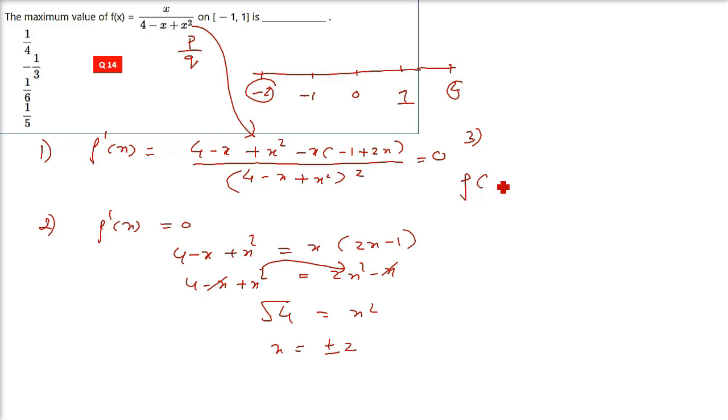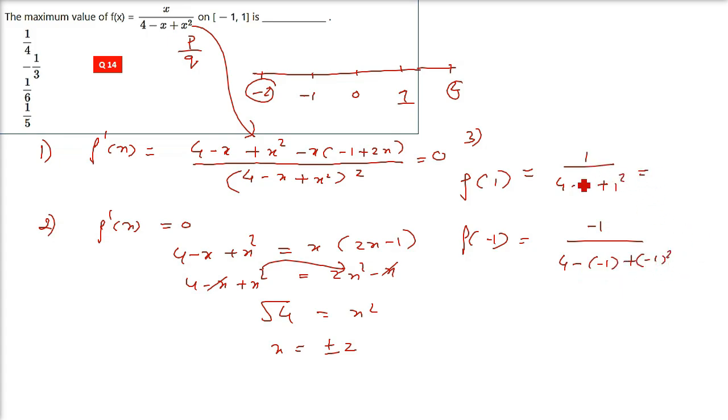So we'll place 1 and -1 in the original equation, and then we'll find out the values, and the maximum of these two values will be the maximum. So I'm doing one thing. I'm replacing x in the original equation by 1 and -1. So what do you get?